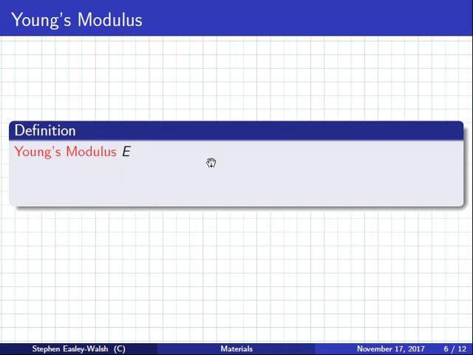So, Young's modulus E, unfortunately the same letter as energy, Young's modulus E is the ratio of stress to strain. In other words, we say Young's modulus is the stress divided by the strain.